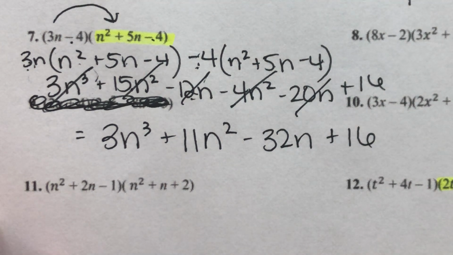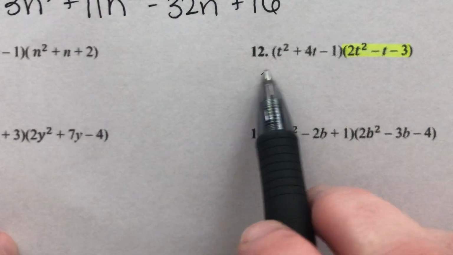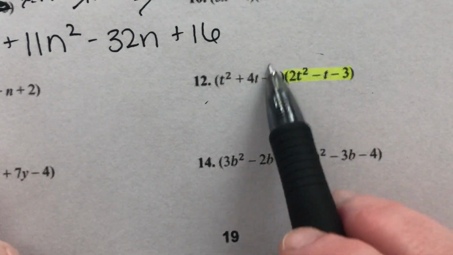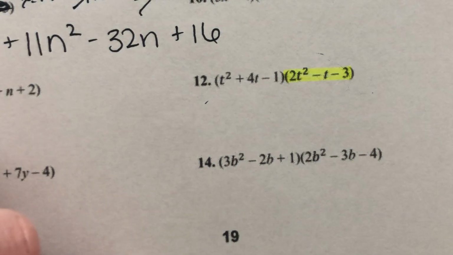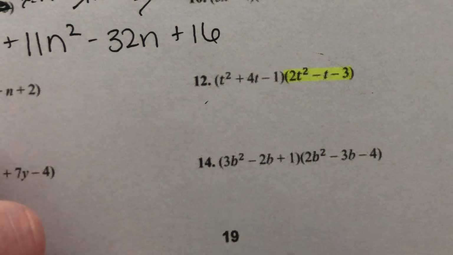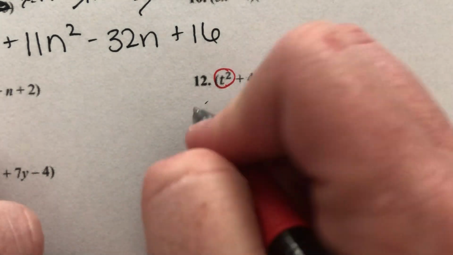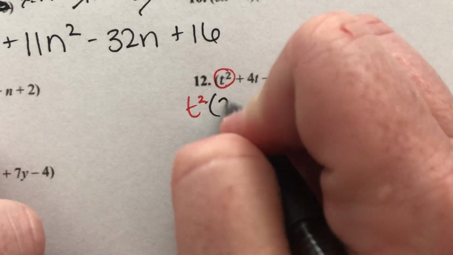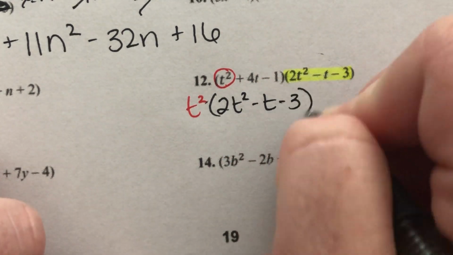4 terms. Okay. And last but not least, number 12 here. I actually have a trinomial times a trinomial, but I'm going to do the exact same thing, right? So I'm going to multiply, I'll try and separate it here, t squared, this first guy, times all of this. So t squared times 2t squared minus t minus 3.